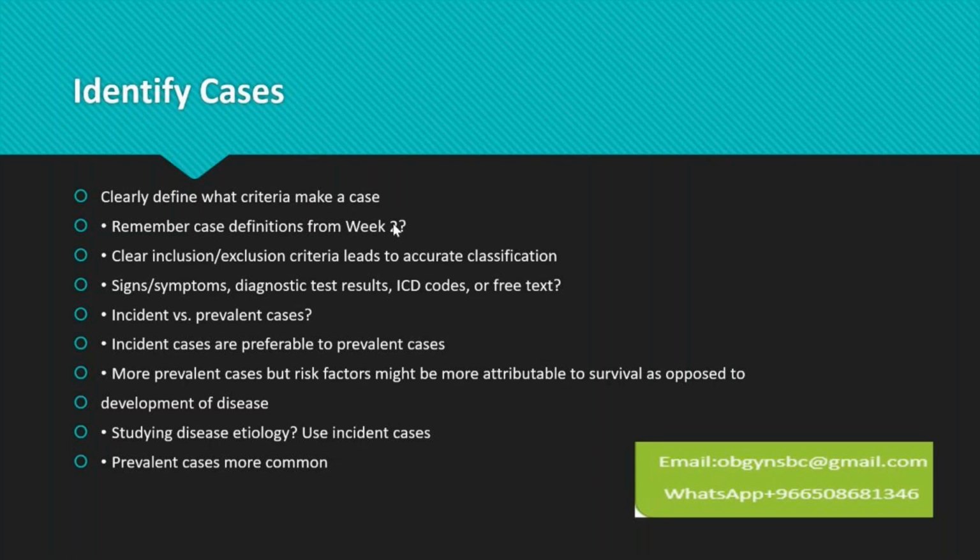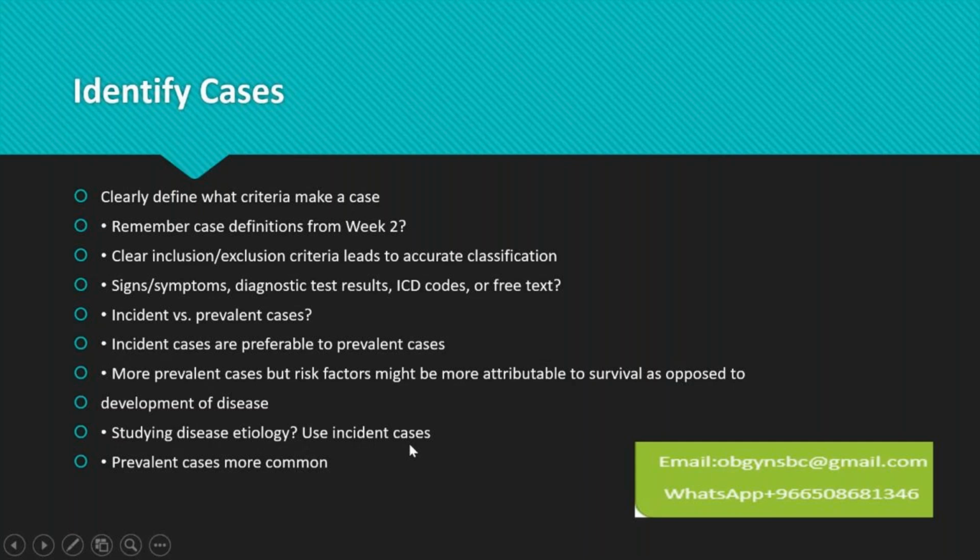Then incident versus prevalent cases, we should have this information. Incident cases are preferable to prevalent cases. Incident cases are the new cases which have emerged. Prevalent cases are the pre-existing and new cases in total in the population. But we are interested in the new cases. With prevalent cases, risk factors might be more attributable to survival as opposed to the development of the disease. And when we are looking at the disease etiology, then we should use new cases. What has caused this disease?